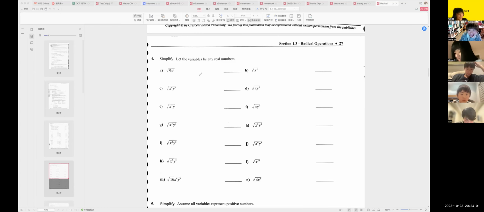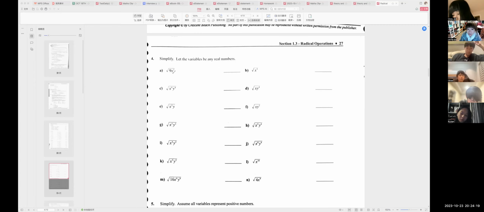Okay, so let's take a look at number 4. Simplify. Let the variable be a real number. Let's take a look at number 8. Square root of 9x squared equals what? When you see two parts like this, the real number and the variable together, we do the real number first and then do the variable. We do them as separate parts. The square root of 9 equals 3, and the square root of x squared equals x. So the answer is 3x. And this one's pretty easy, the square root of x squared is x.